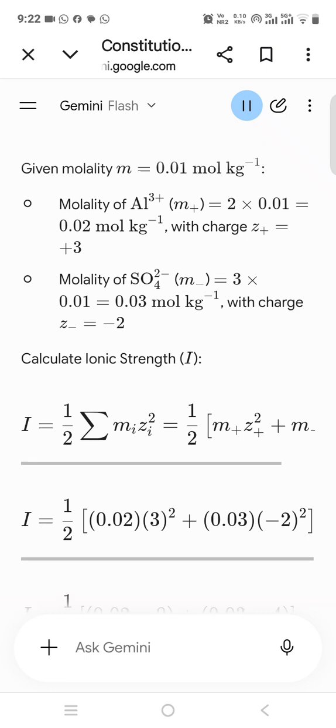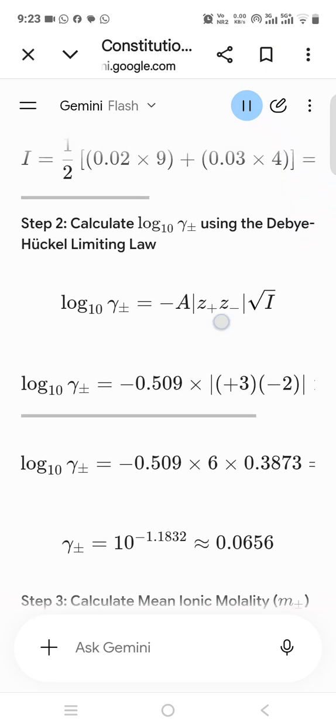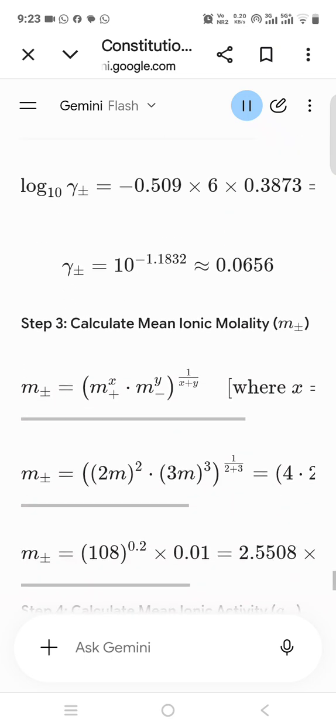Step 2. Calculate log_10 gamma_±, using the Debye-Huckel limiting law. Step 3. Calculate mean ionic molality, m_±. Step 4. Calculate mean ionic activity, a_±.